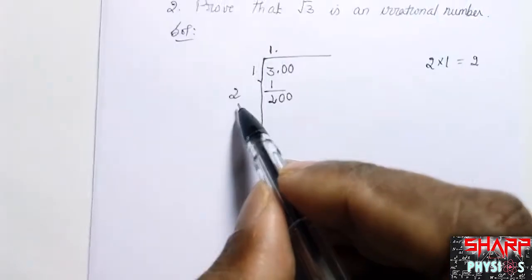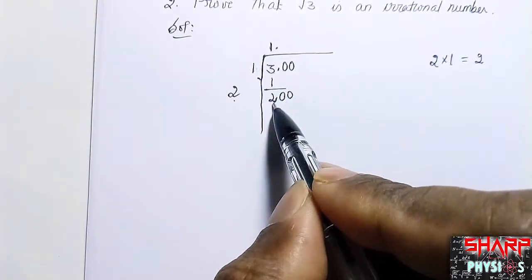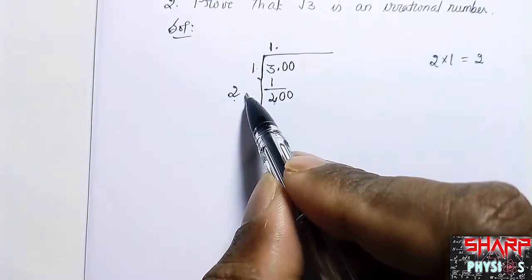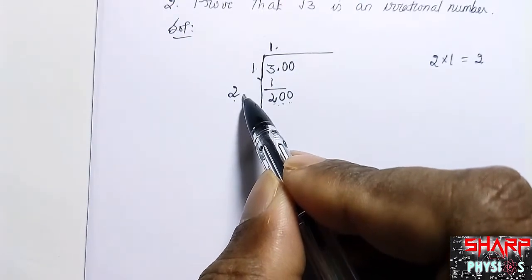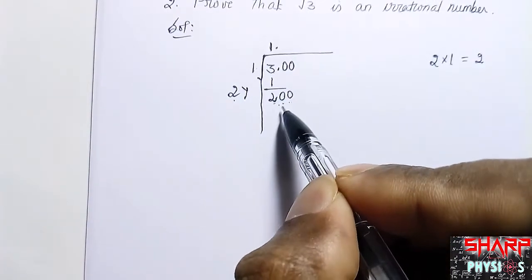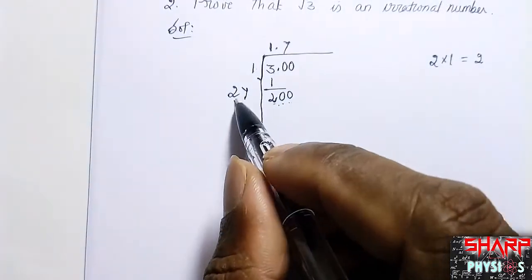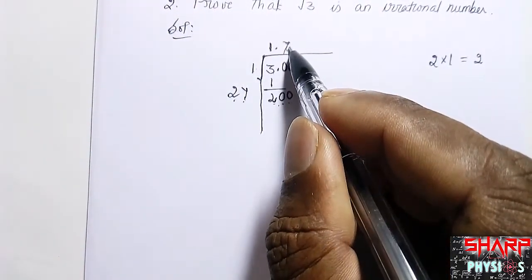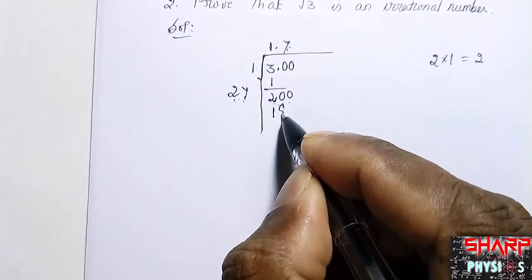Now 200 is very much greater than 2, so we have to find which number we can place here to bring this closer to this 200. So if you put 6, you cannot bring it near to that. So if you put 7, it's coming closer to it. It is 27 into 7. When you write a 7 here, you have to write the last digit over here. So 27 into 7, you get 189.